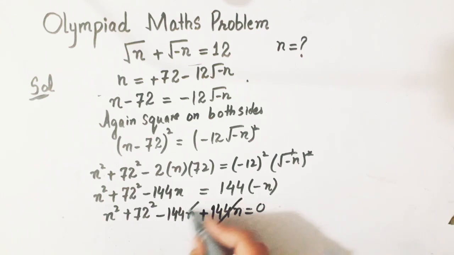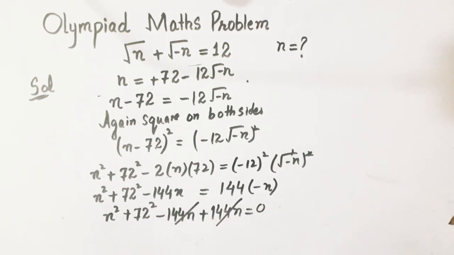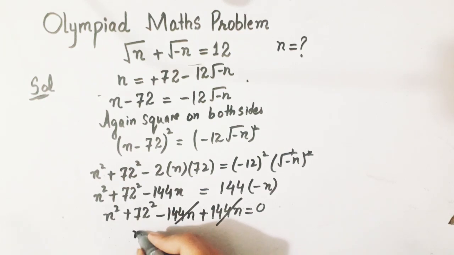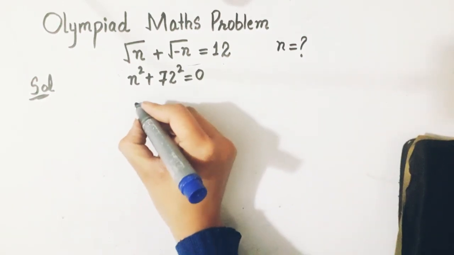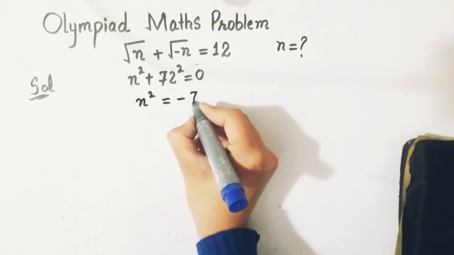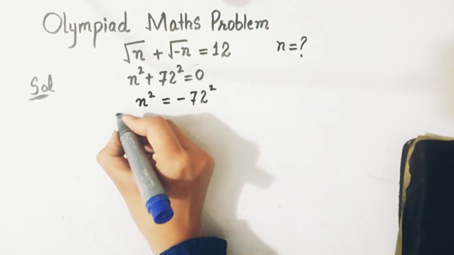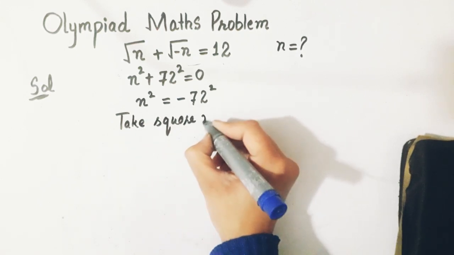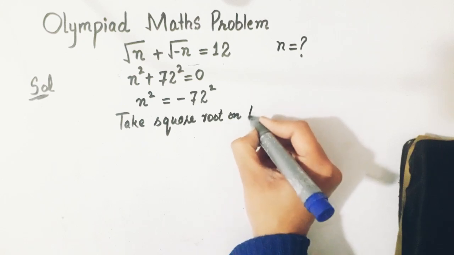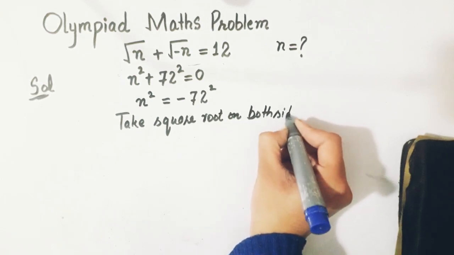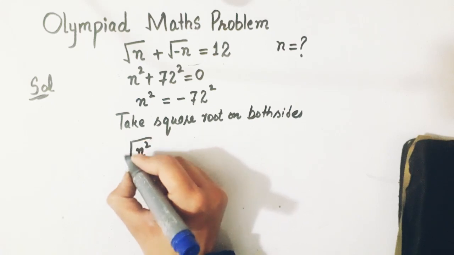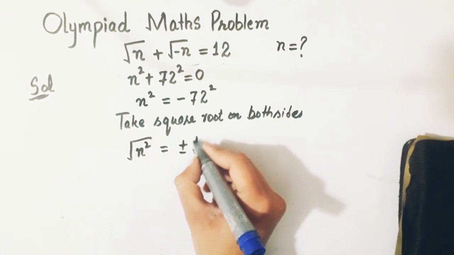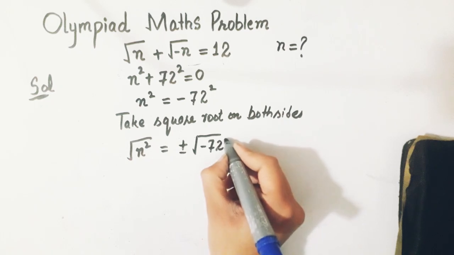So this and this term are cancelled out and we get n square plus 72 square that equals 0. So we have n square equals minus 72 square. Now we will take square root on both sides. So we will get n equals plus minus root of minus 72 square.